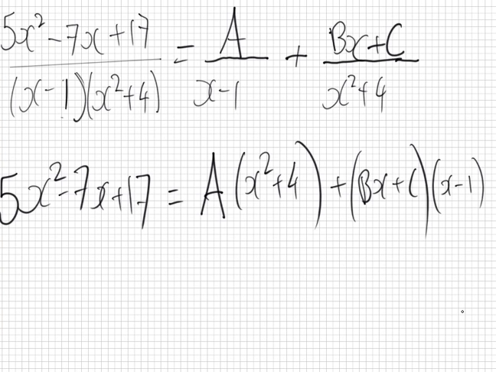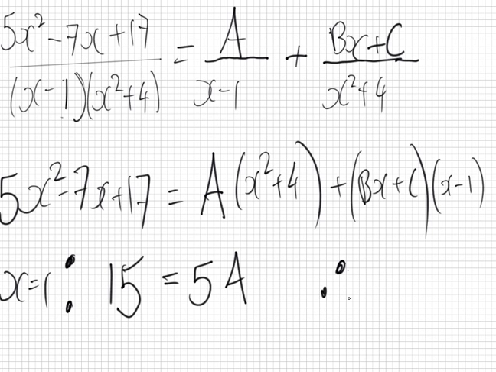What do we choose for x first? Not minus 1, 1. You let x equal 1 first. So this will be 5 minus 7, which is minus 2, plus 17, which is 15, equals 5a. So therefore, a equals 3.